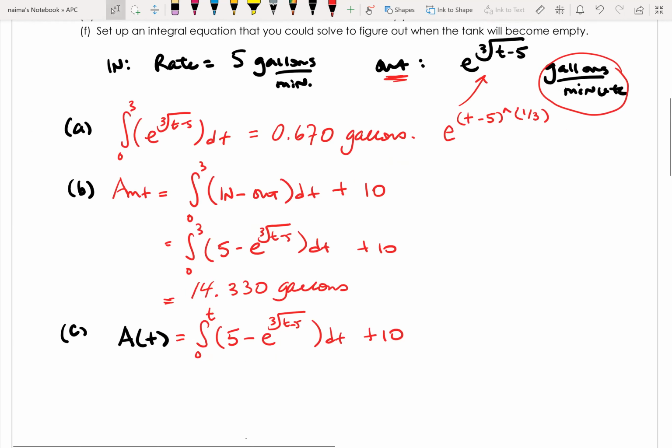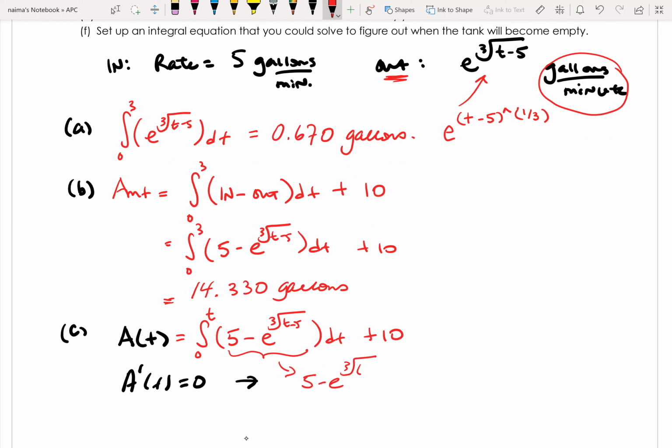If I'm going to do an optimization question, remember that we're going to find A prime of t and set it equal to 0. So when we take the derivative of the integral, this part here is my A prime of t: 5 minus e to the cube root of t minus 5 equals 0, because of course the derivative of 10 is also going to be 0. So we're going to take this graph and find the x-intercept of this function, and hopefully your calculator will help you to do that.